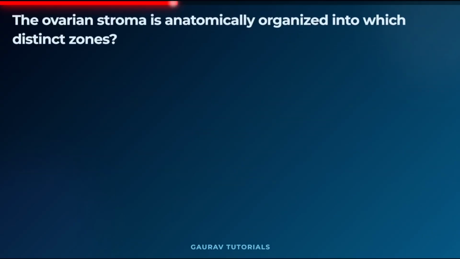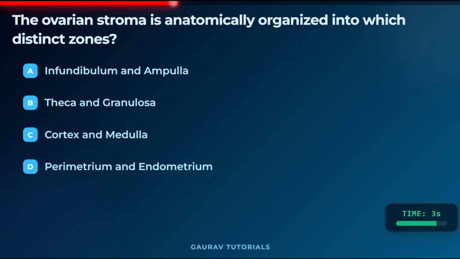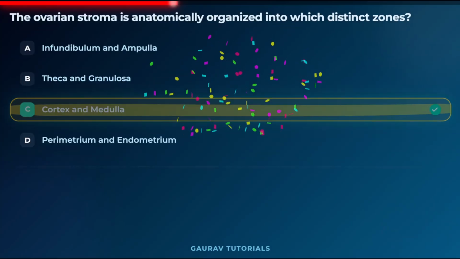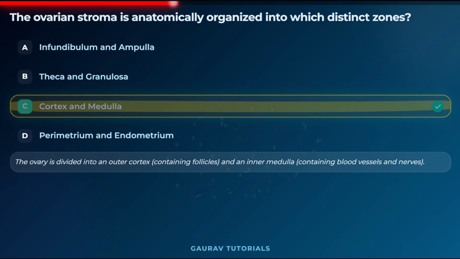Next question is, the ovarian stroma is anatomically organized into which two distinct zones? The options are... the correct answer is option C, cortex and medulla. The ovary is divided into an outer cortex which contains follicles and the internal medulla which contains blood vessels and nerves.